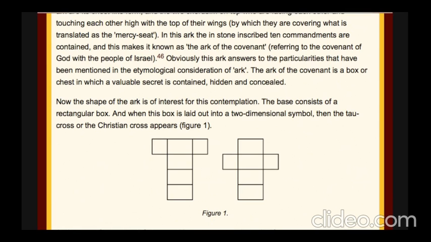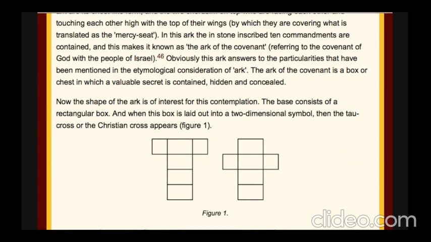In this ark, the stone-inscribed Ten Commandments are contained, and this makes it known as the Ark of the Covenant, referring to the covenant of God with the people of Israel. Obviously, this ark answers to the particularities that have been mentioned in the etymological consideration of ark. The Ark of the Covenant is a box or chest in which a valuable secret is contained, hidden, and concealed.